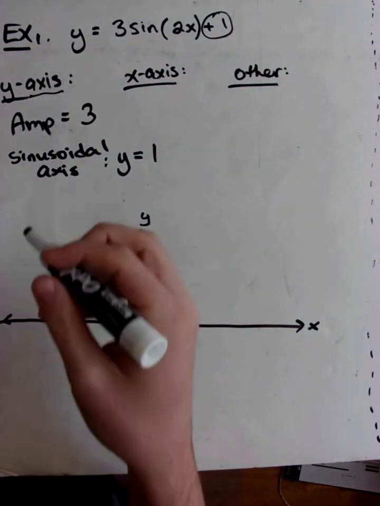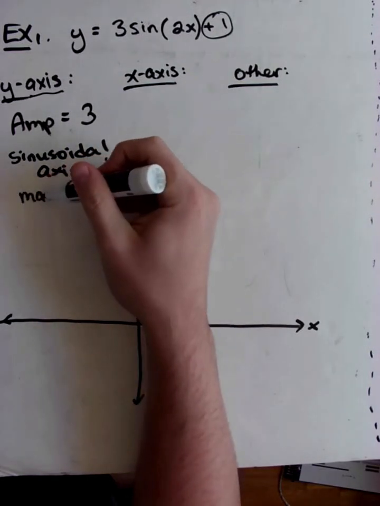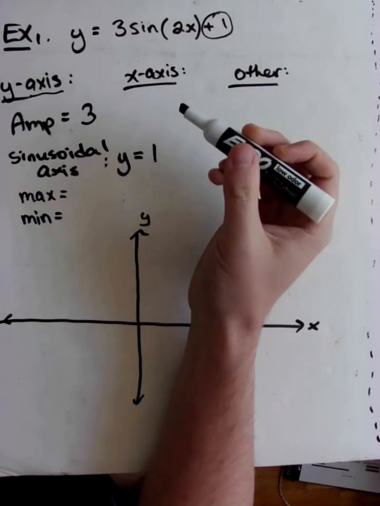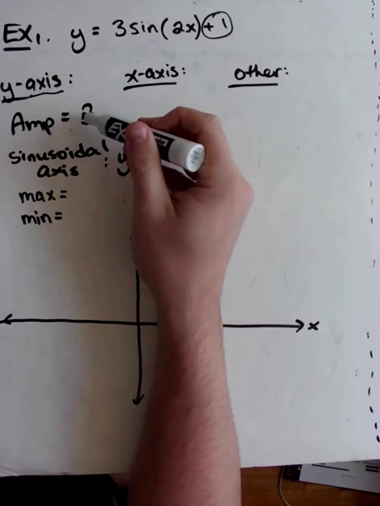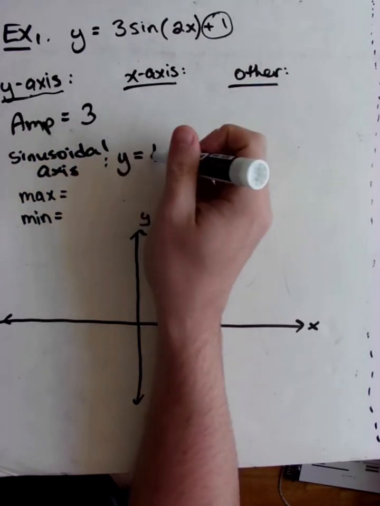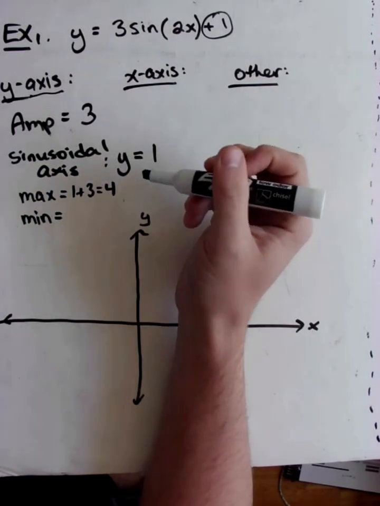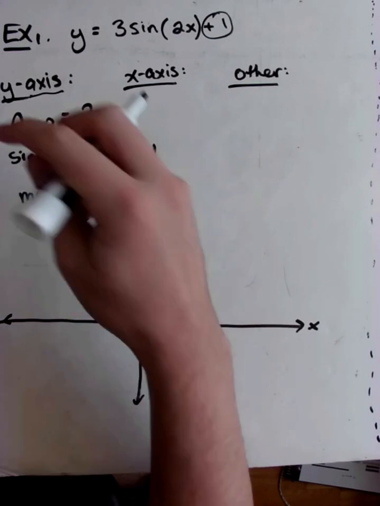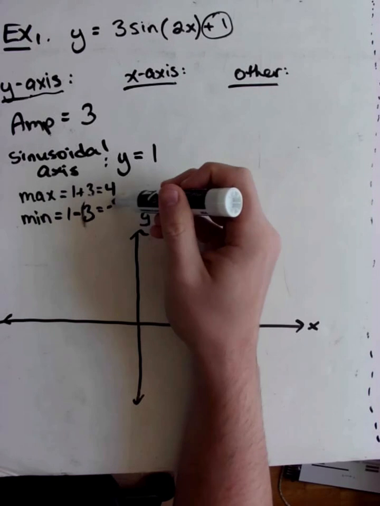And finally, the last thing I'm going to get, and it deals with both of these together, is my max value in the y direction and my minimum value in the y direction. That is always going to come from the sinusoidal axis in the middle plus or minus the amplitude. So the max in this case is going to be 1 plus 3, which is 4, and then 1 minus 3, which is -2.